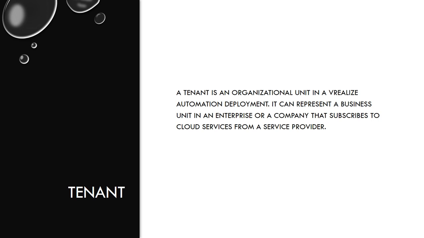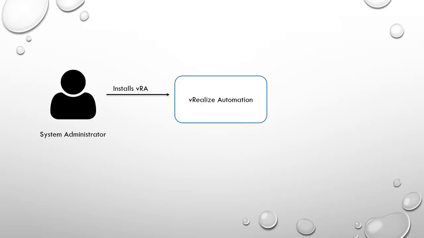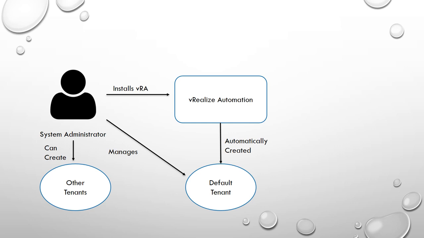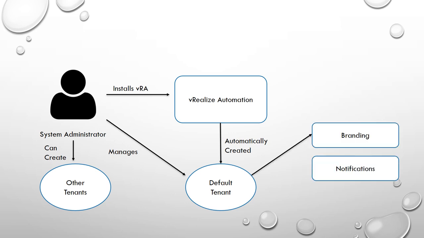As mentioned in our roles and responsibilities tutorial, the system admin is the one that can create new tenants. During the installation of VRA, a default tenant is created with the built-in system administrator account to log into the VRA's automation portal. The system admin can configure the default tenant and create other tenants. In the default tenant, the system admin can manage system-wide configurations such as branding and notifications, as well as monitor system logs.